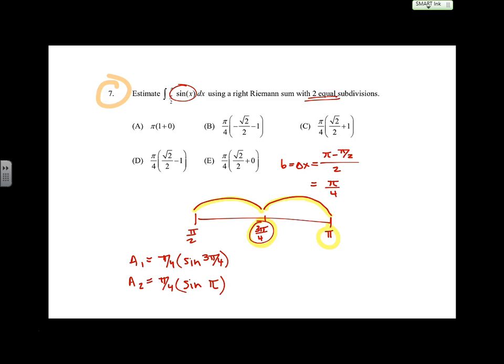Oh, stink. They didn't write sine, they used the unit circle. Hopefully you were studying the unit circle as you studied your forever cards. Sine of 3 pi over 4 ends up being... Yeah, good. Root 2 over 2. And sine of pi ends up being 0.